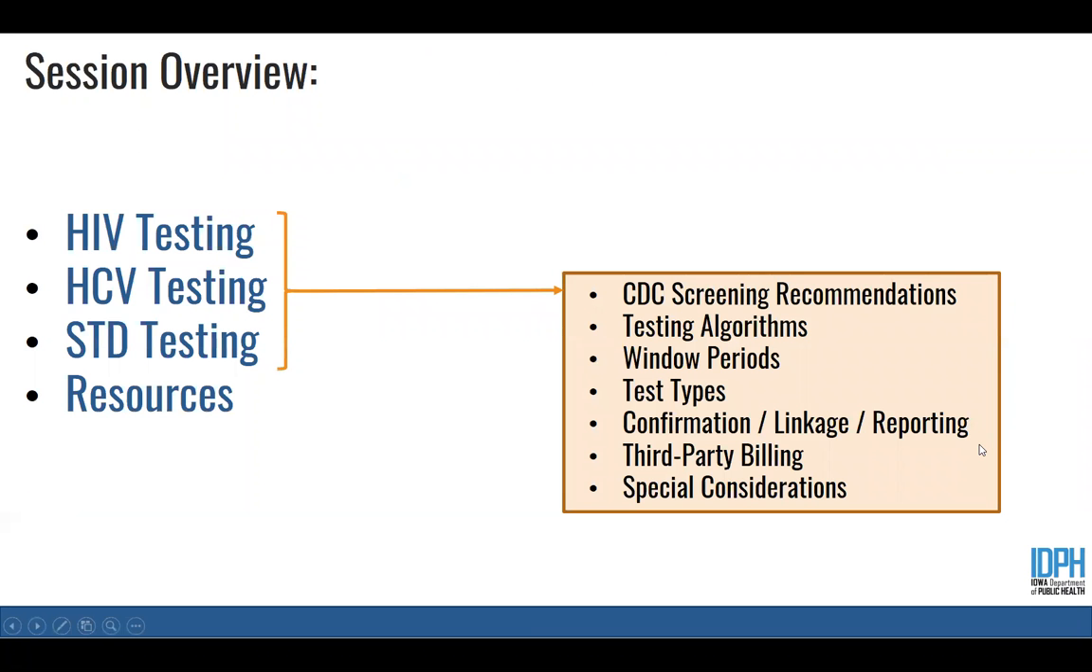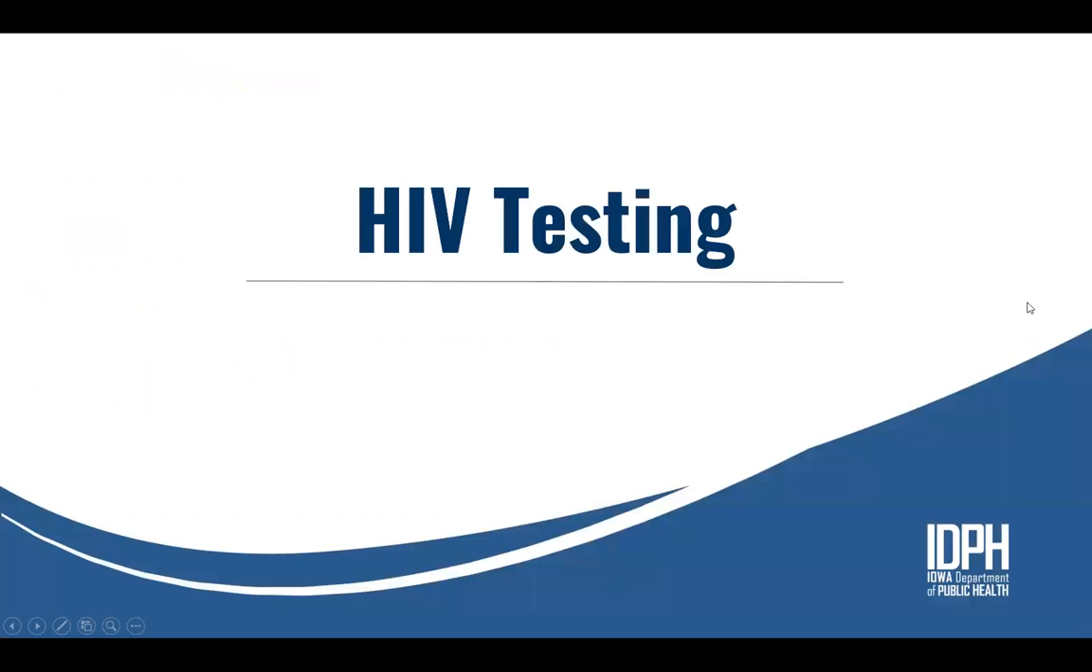So just as a brief overview, today I'm going to be talking about HIV testing, hepatitis C testing, and STD testing. And for each of these component areas, we'll be reviewing the CDC screening recommendations, testing algorithms, window periods, test types, relevant information related to confirmation, linkage, and reporting, a little bit of context related to third-party billing, and also discussing any special considerations related to each test type. At the end of today's presentation, we'll also share some additional resources that can aid in implementation of these types of testing strategies within your settings.